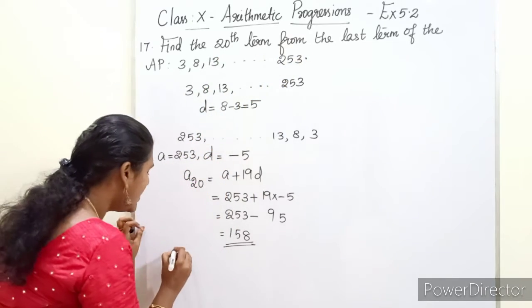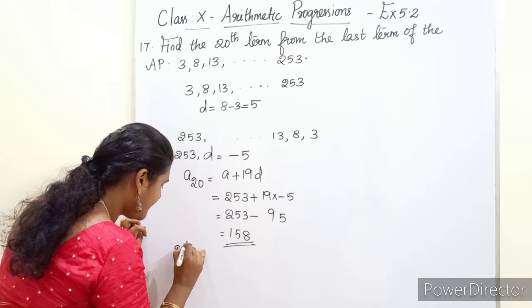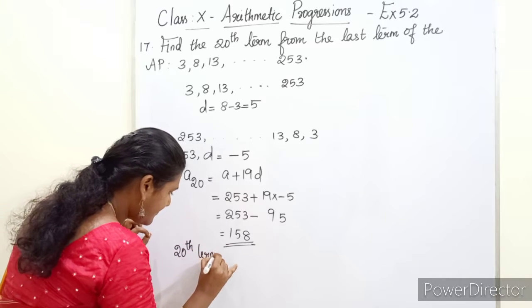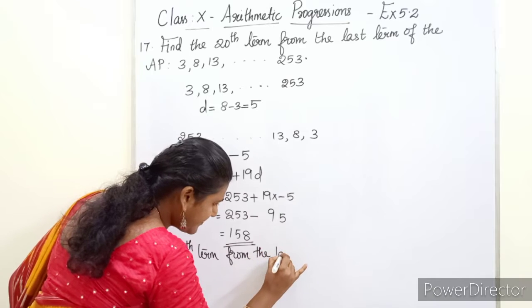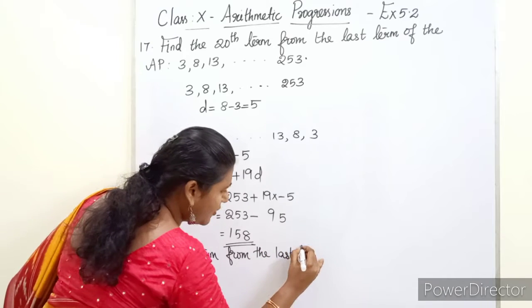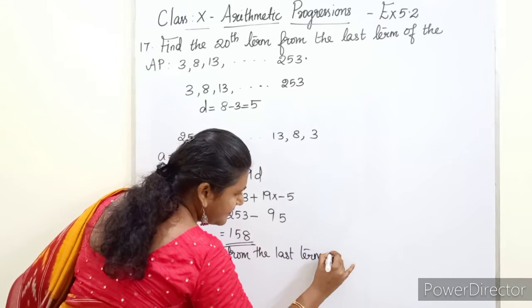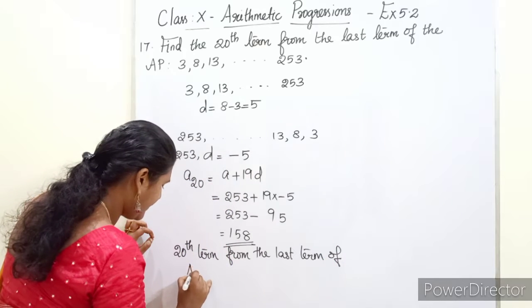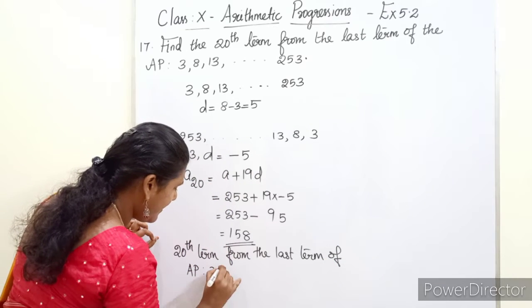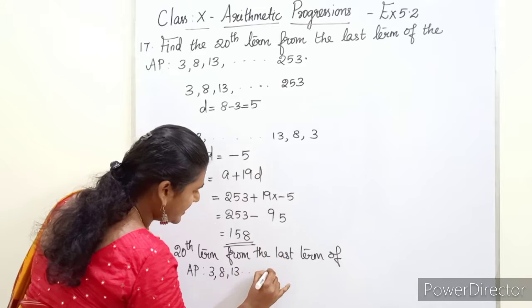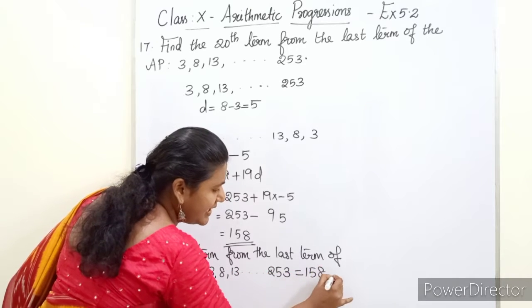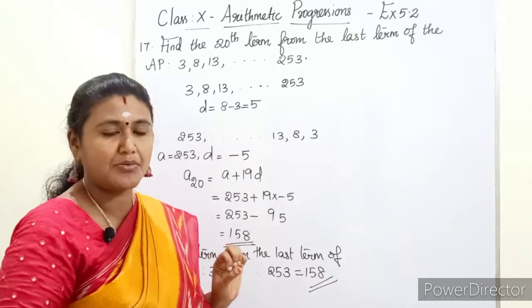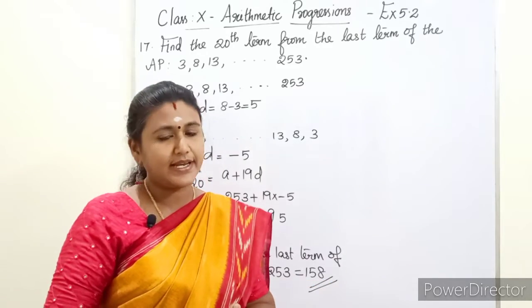So we can write 20th term from the last term of AP 3, 8, 13, etc. 253 is equal to 158. This is how you have to do this sum. Now we will see the next question.